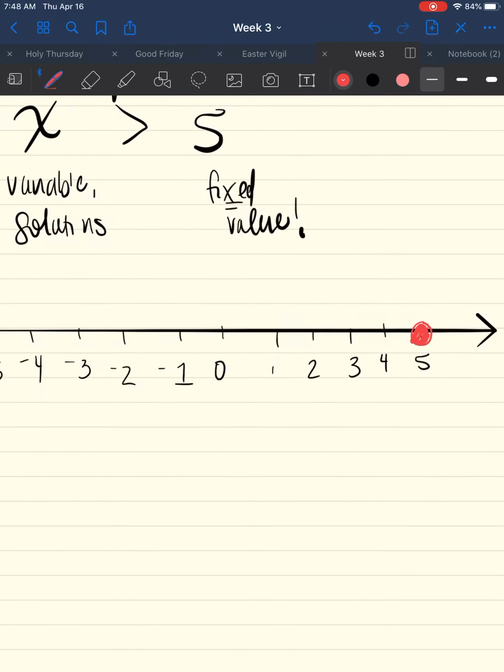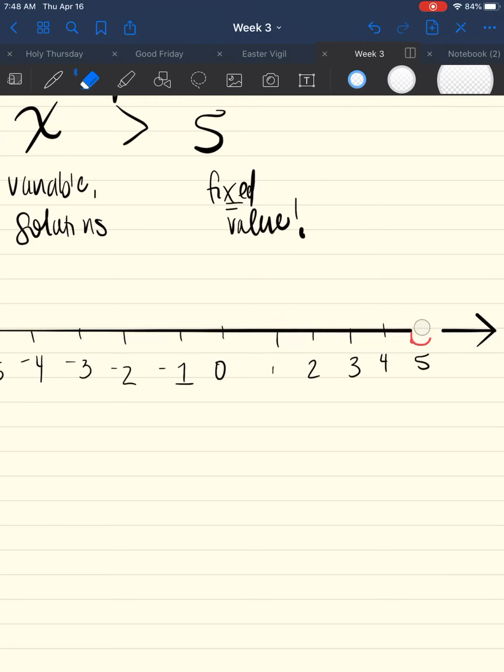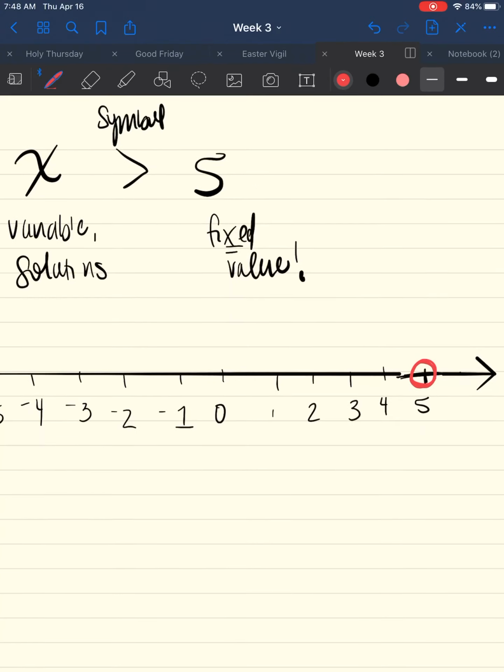Oops, actually no, my mistake. We do not shade it in, we leave it open. And the reason we leave it open is because it is not equal to. Make sure you leave it open. Okay, now that I have my circle open, the next question is, do you shade to the left or do you shade to the right?